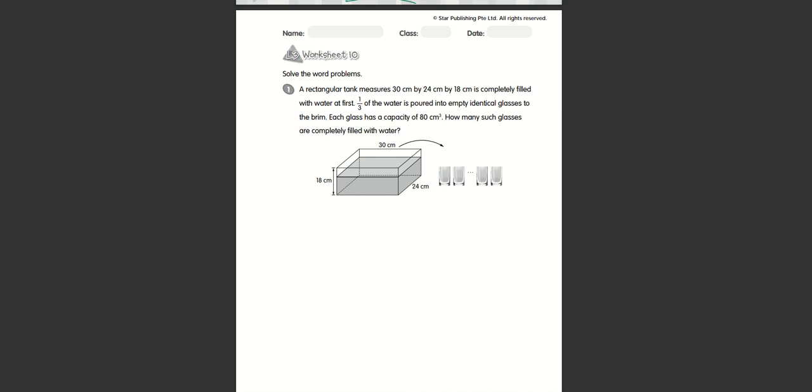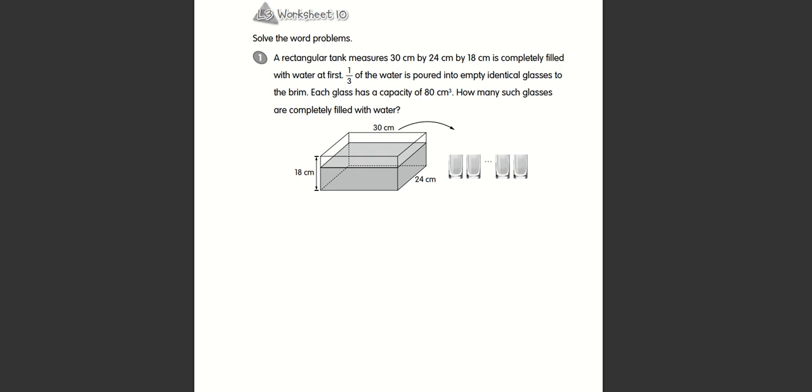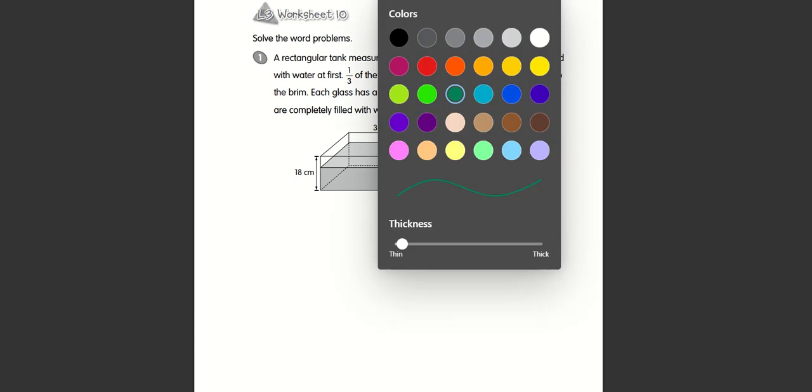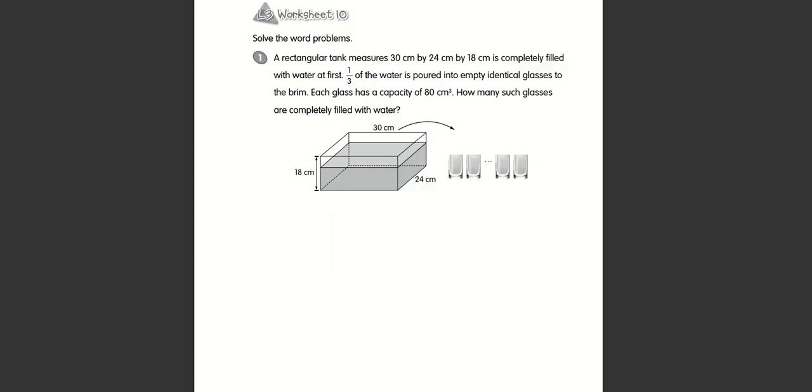This is Volume, chapter 5, word problems, level 3 problem in the 5A workbook, page 159. Okay, let's take a look at this question. As usual, let me read this question.